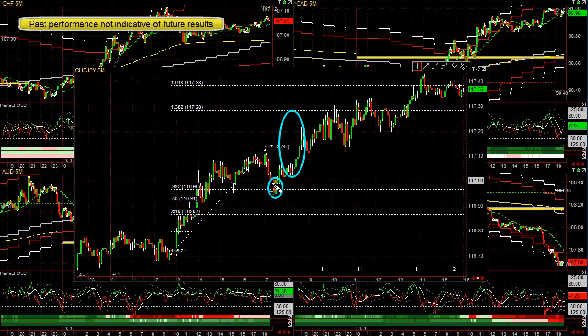So you can see in this case, get in here, get out right here at the fib target, you made 4.5 to 5 times more profit than what your risk is. So with those kind of win versus loss ratios, you don't even have to be right 50%. You don't even have to be right 40% if you can find super strong currencies and trade them like this.